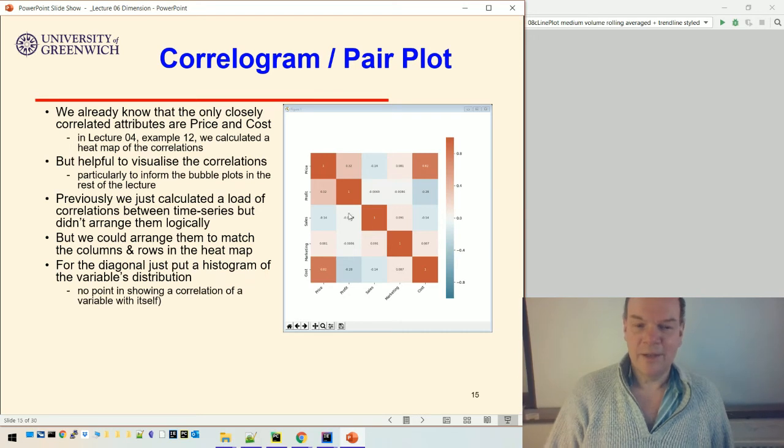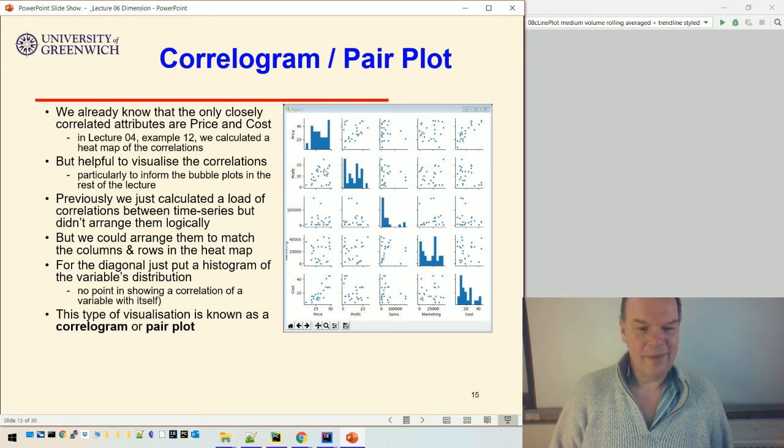And for the diagonal, there's no point doing a scatter plot showing the correlation of a variable with itself. So we could put something else down the diagonal, and what we could do is a histogram of the distribution of that variable. That seems like a lot, but actually, that's what it looks like. This type of visualization is known as a correlogram or a pair plot.